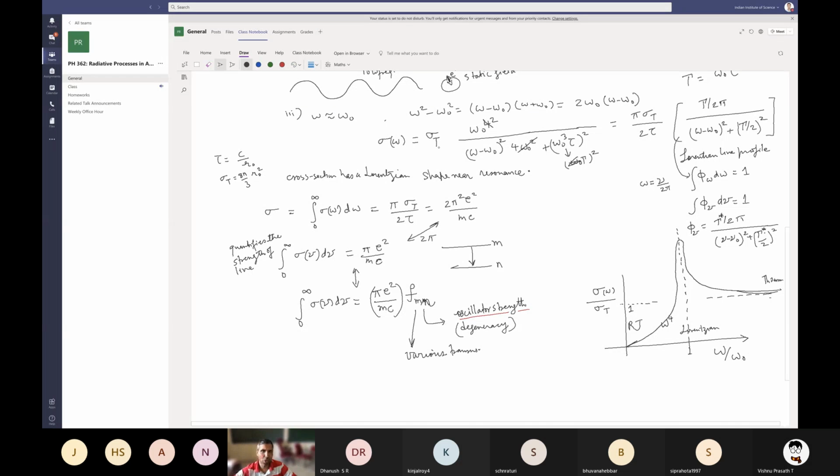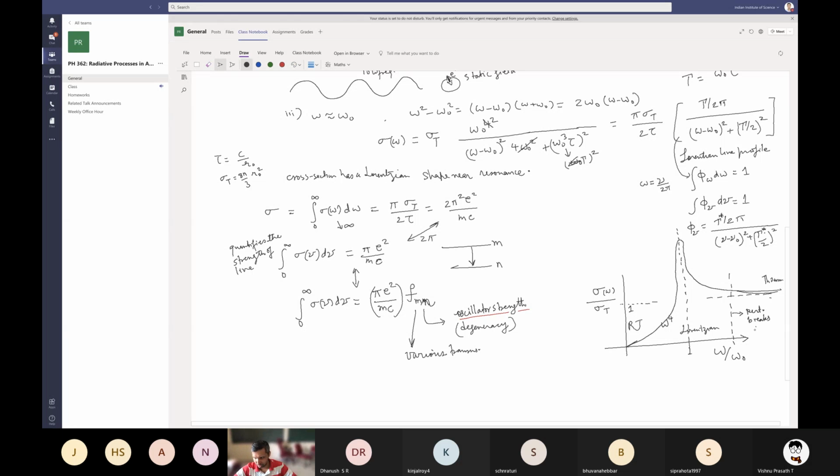One thing that you may notice is that when I did this integral, sigma omega d omega from 0 to infinity, if it saturates to sigma t at large omega, this integral should really diverge. It should give an infinity, because you're integrating a constant, sigma t, over infinite frequencies. But the point is, beyond certain frequencies, this radiation reaction approximation, that it was perturbative, breaks down.